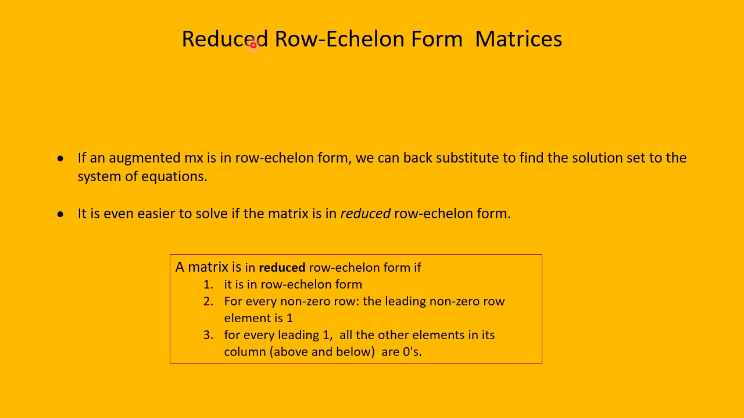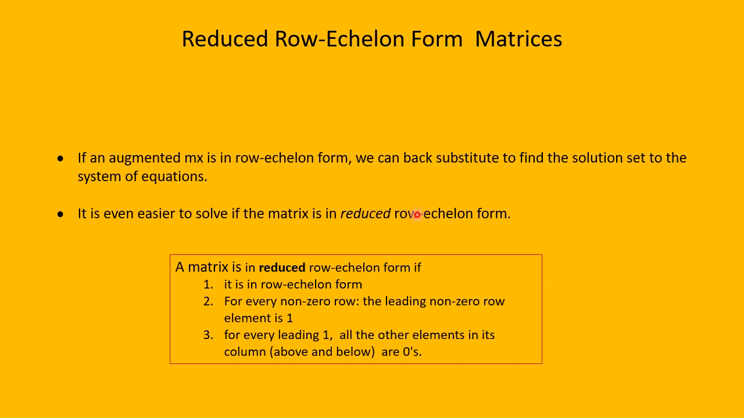Now let's discuss reduced row echelon form of matrices. If an augmented matrix is in row echelon form, we saw that we can back substitute, starting with the bottom equation and working up, to find the solution set to the system of equations. If we had free parameters, then we could have an infinite number of solutions. Well, it's even easier to solve the system of equations if the matrix is reduced to reduced row echelon form.